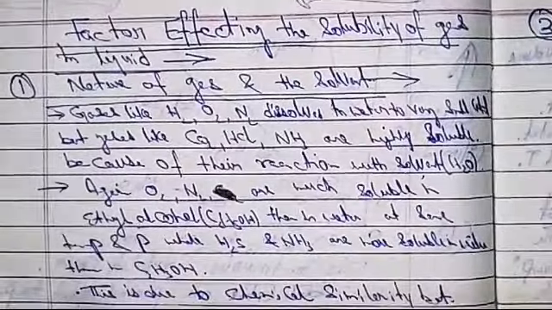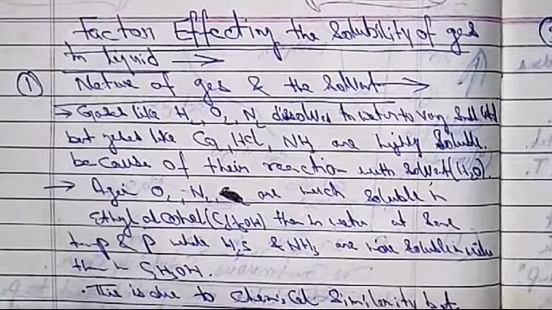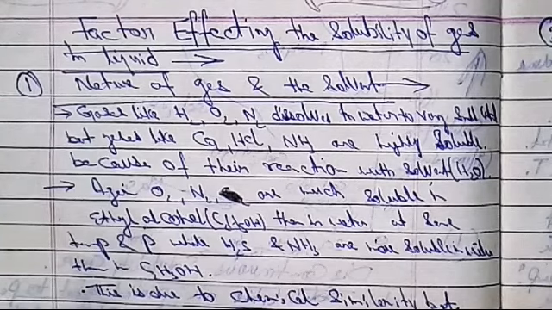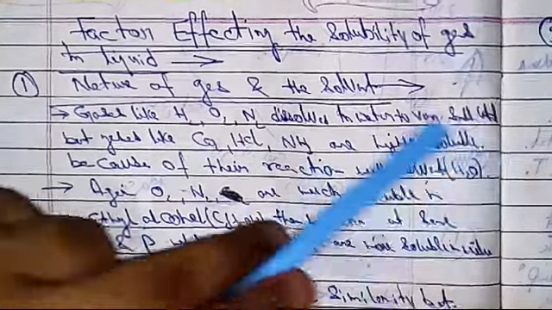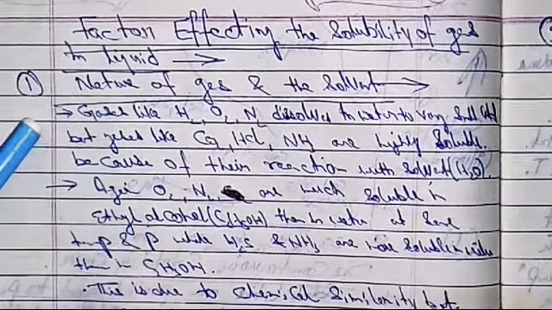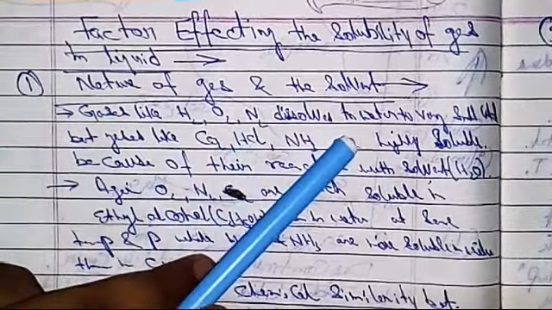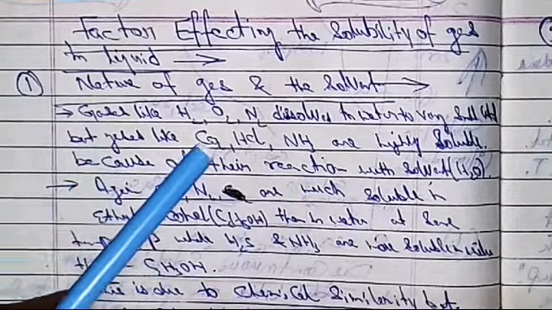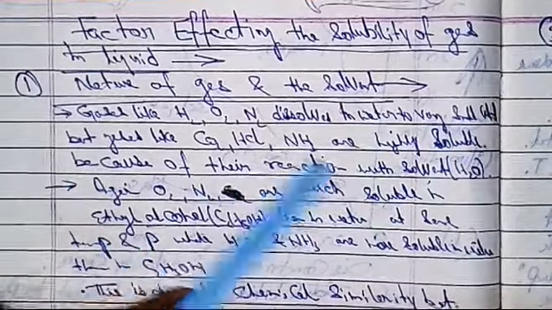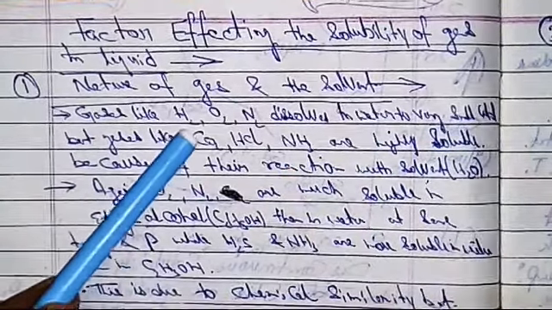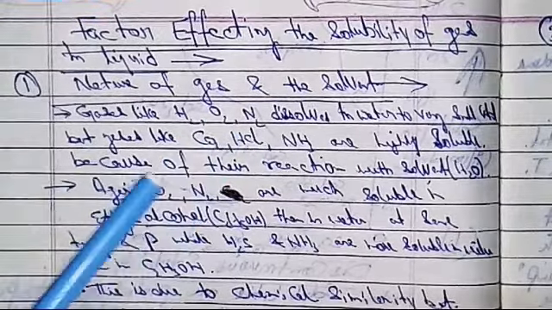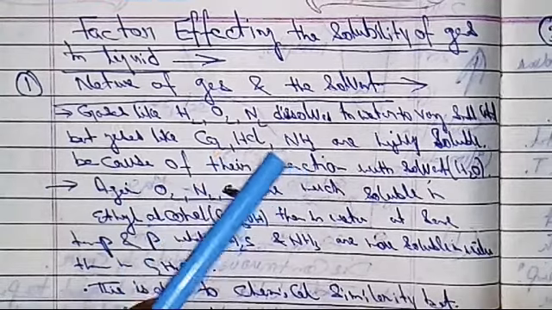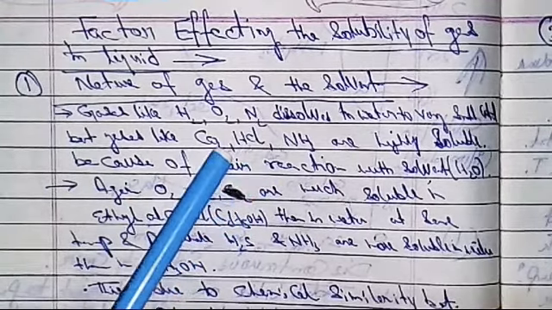Now again here also the different factors which we have seen in the solubility of solid in liquid, the same things happen in the solubility of gas in liquid. So here we have factors affecting the solubility of gas in liquid. The first one is the nature of gas and solvent. Gases like H2, O2 and N2 dissolve in water to a very small extent. Why? Because H2, O2 and N2 are non-polar molecules, they are covalent. But gases like CO2, HCl and NH3, as they are polar covalent molecules, are highly soluble.